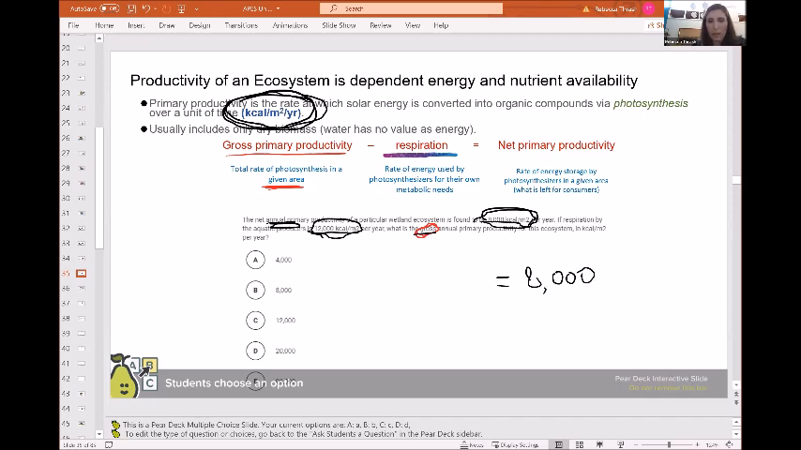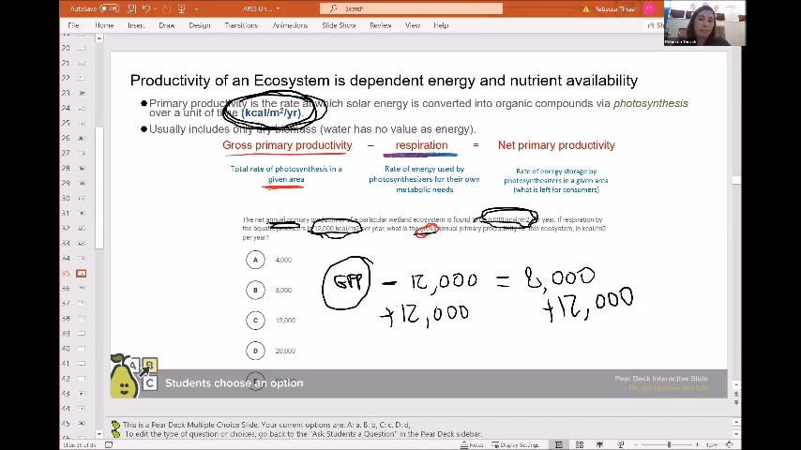And then we were also told that the respiration was 12,000, right? So what we're needing to know is this right here. If I wanted to solve this, I would add 12,000 to both sides, right? So if you do that, that gives you 20,000.